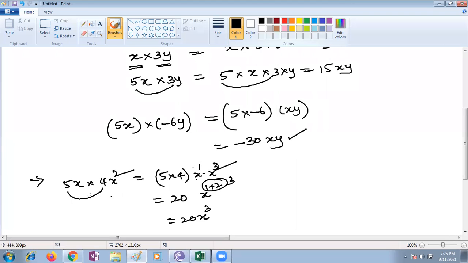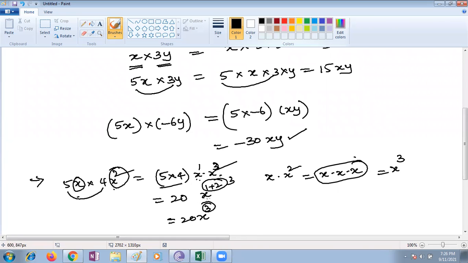Here, what same variable part you have to see. One is x, another one is x square. That means x into x square, x square can be written as x into x, right? So this can be written as x cube. 3 times repeated means we express it as cube, right? So 5 4s are 20. x into x square can be written as? x cube. Very good.